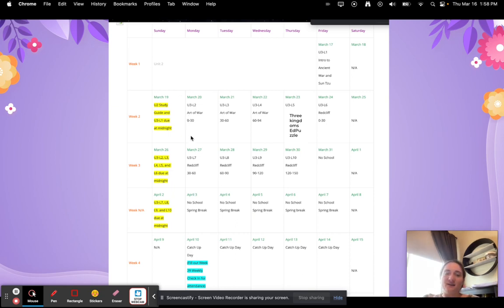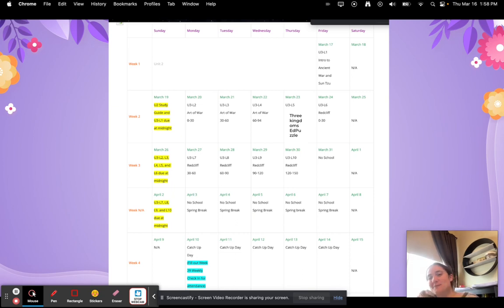And then what we're going to do for next week is we're going to start watching Art of War, which is a documentary about Sun Tzu and his book called The Art of War, which is very famous. You'll learn all about it. And then you're going to watch the Three Kingdoms Edpuzzle, which talks about the end of the Han Dynasty and the beginning of the Three Kingdoms and pretty much sets up the scene for what Red Cliff is as a movie. And then starting on March 24th, you're going to start watching Red Cliff.